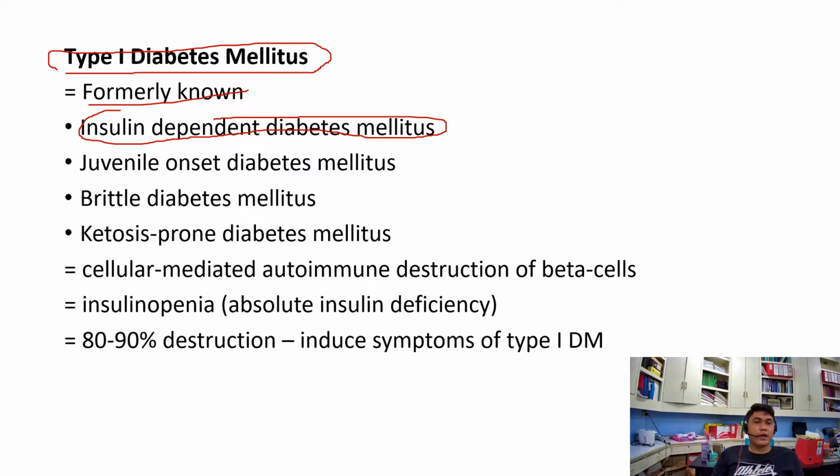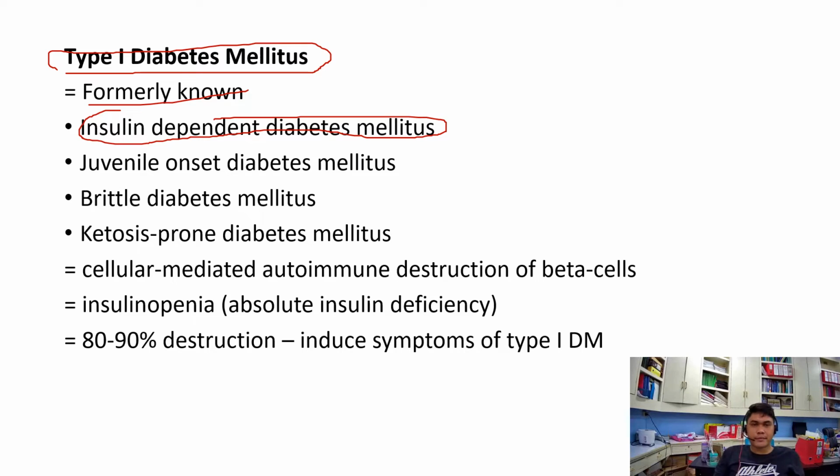Next is juvenile onset diabetes mellitus because type 1 is common in children. But nowadays, you have an increased number of cases of type 2 in children, and it's due to lifestyle. It's because of fast food, the processed food that children consume.